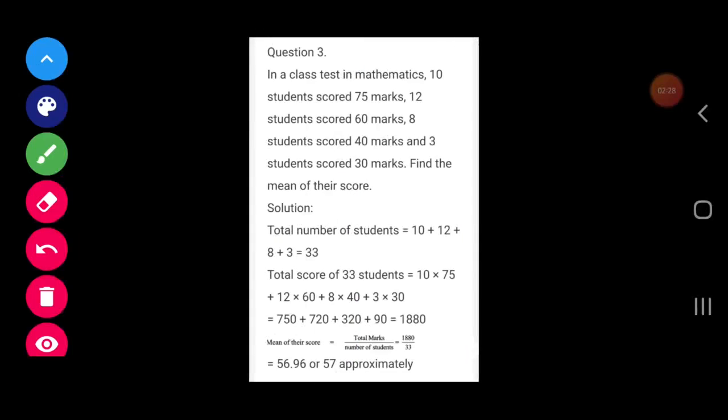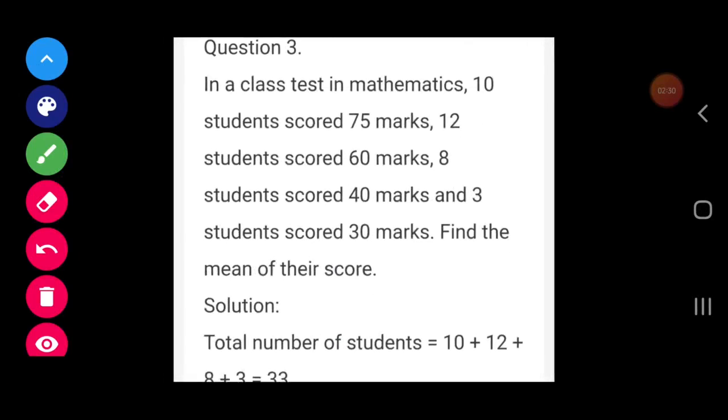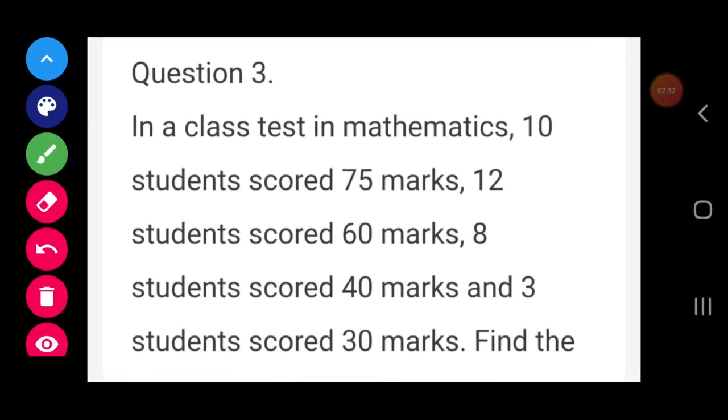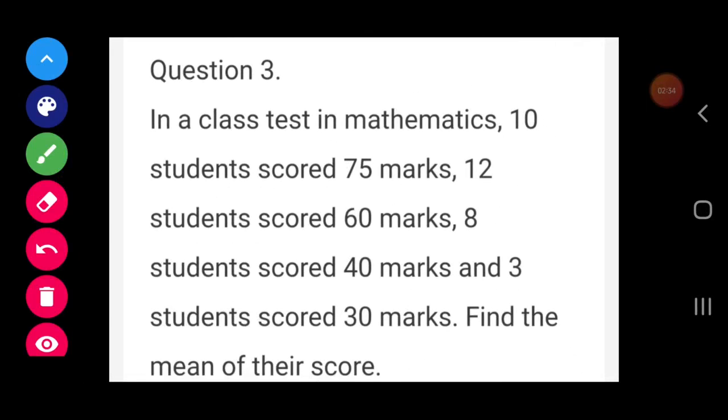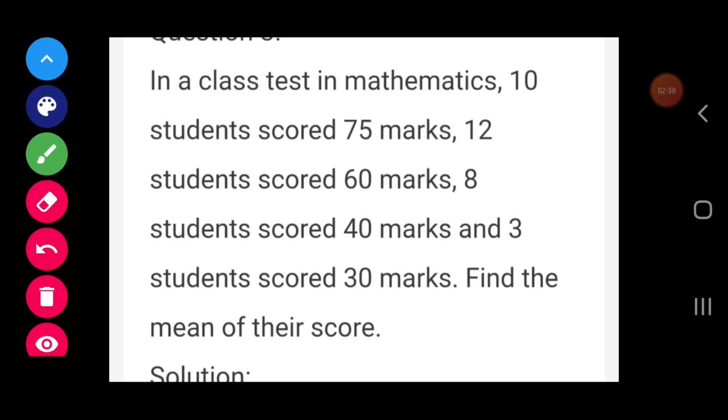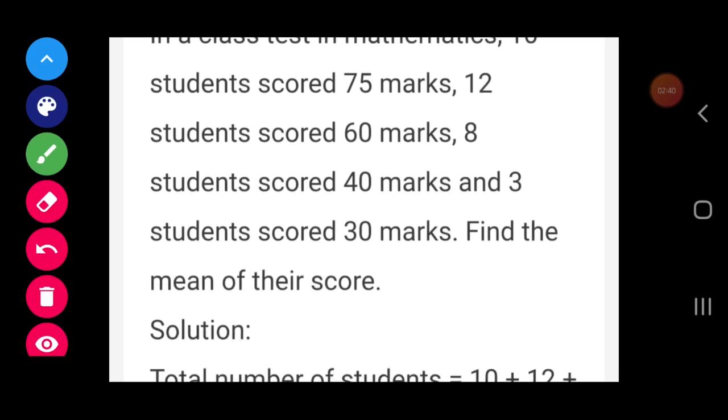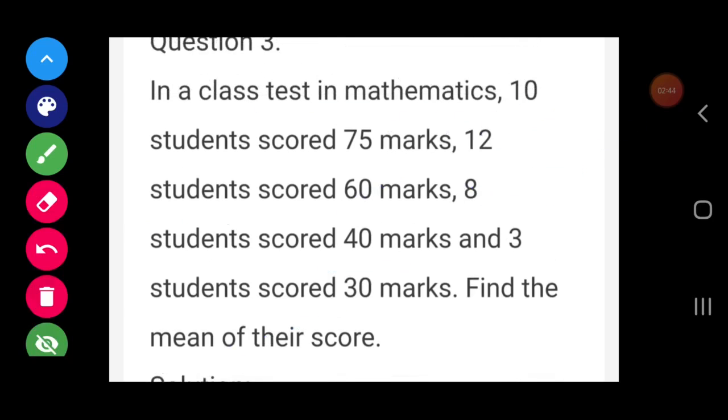Clear? Next, question number 3. In a class test in mathematics, 10 students scored 75 marks, 12 students scored 60 marks, 8 students scored 40 marks and 3 students scored 30 marks. Find the mean of their score. Here the values are not given directly. So 10 students scored 75, so 10 into 75 is 750. Like this we have to take the given observation marks.